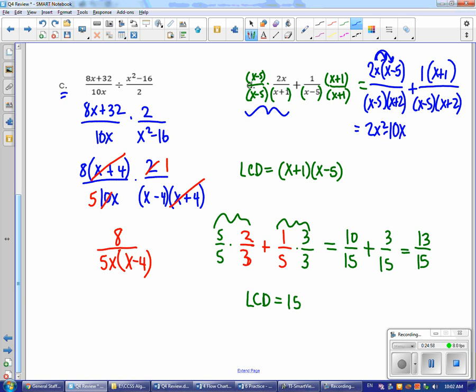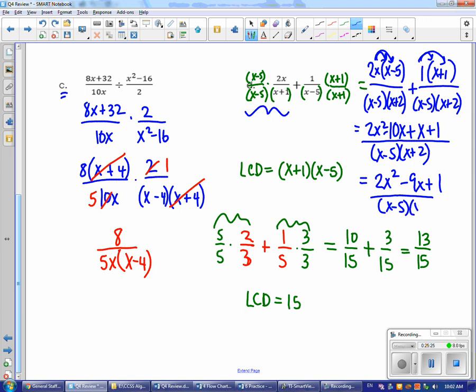I can now add them, right? So I'm going to do plus, if I distribute my 1, that's going to give me an x plus 1. Since I have the same denominator now, I can put that whole thing over the x minus 5 times the x plus 2. And then my last step is just to see if there's any more I can simplify. And since my numerator has 2 single factors of x, I can put them together. So I'll have 2x squared minus 9x plus 1 over x minus 5 times x plus 2.